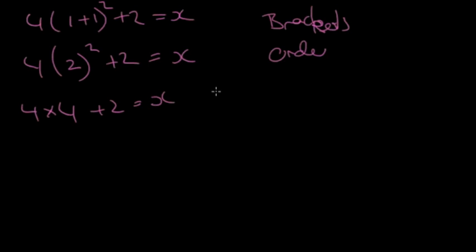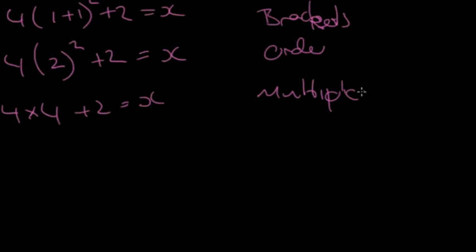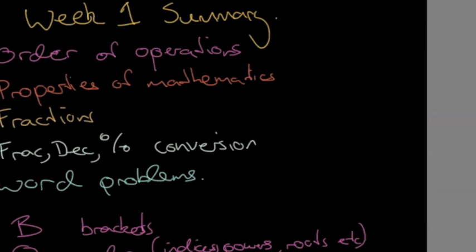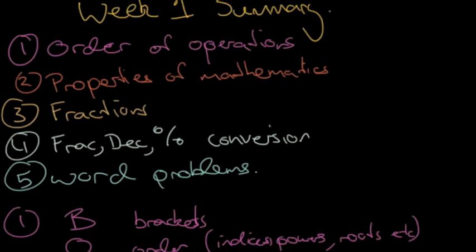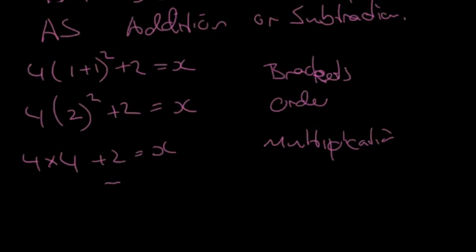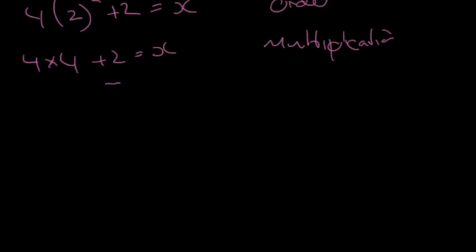B-O-D-M. So do we have a division? No. We have multiplication? Yes. Multiplication, and so we've got our 4 times 4 becomes 16, and then finally just our addition.